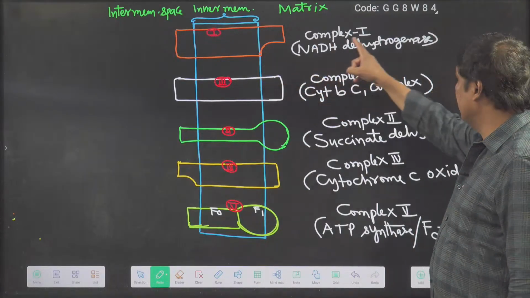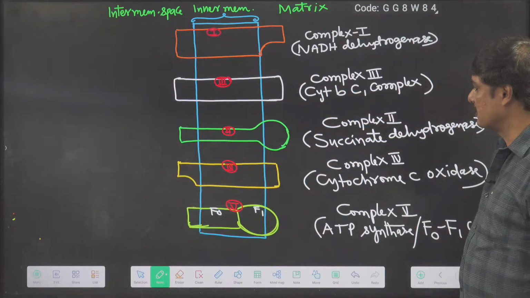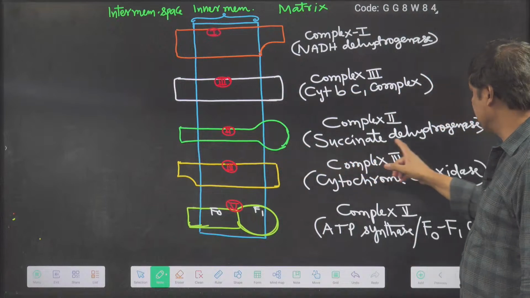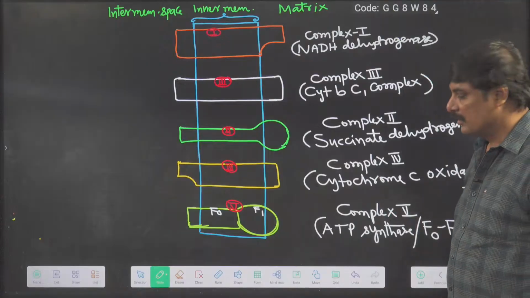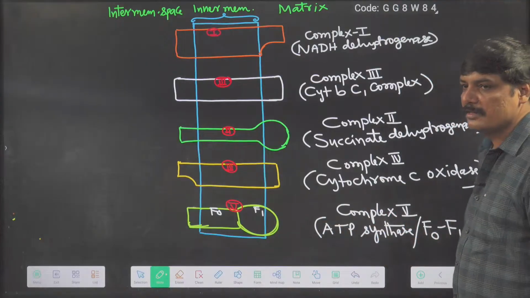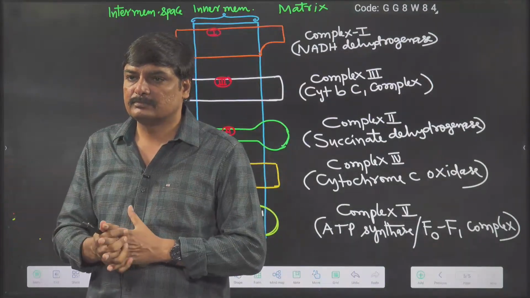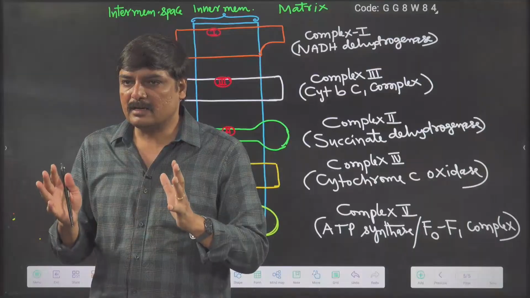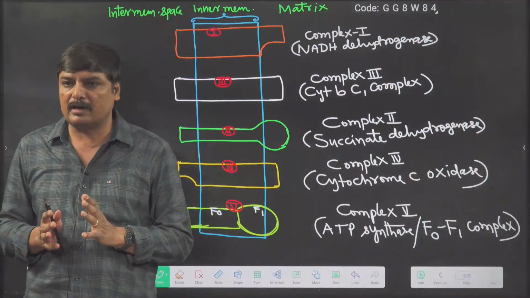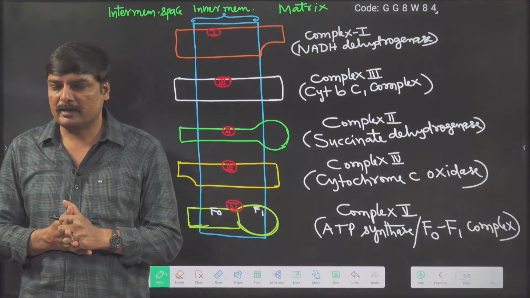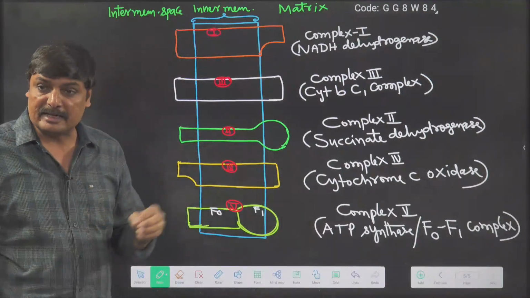Complex 1, NADH dehydrogenase. Complex 3, cytochrome BC1 complex. And complex 2, succinate dehydrogenase. Complex 4, cytochrome C oxidase. Complex 5, ATP synthase. These are the enzyme complexes present on the inner membrane of mitochondria. Now, let us see what are the components present inside each complex.